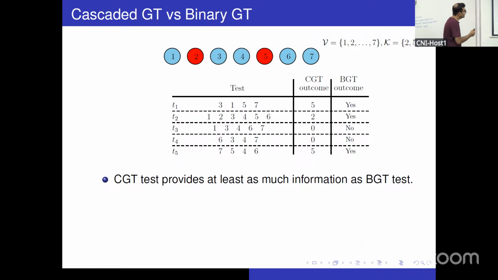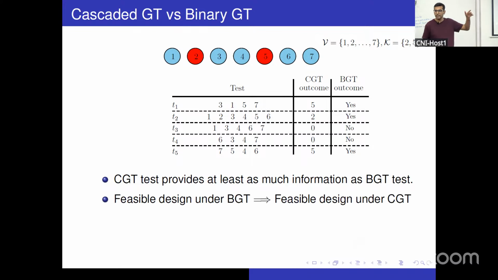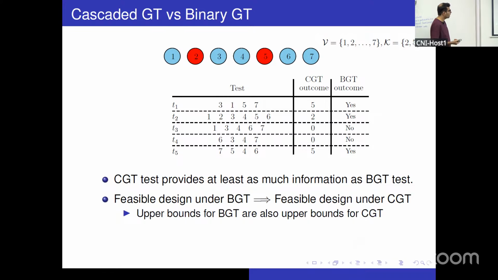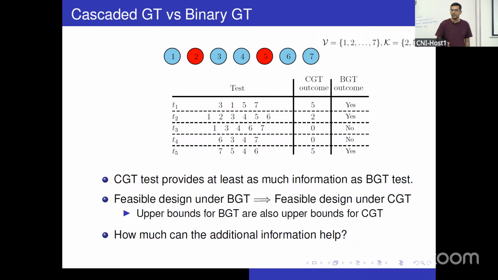Clearly, if I compare this cascaded group testing model that we have proposed to the binary group testing model that we looked at before, which is the original group testing model, this new model provides at least as much information as the previous model. So any feasible testing design under BGT, the binary group testing model, is also a feasible design under CGT, and so all upper bounds that we had before are also upper bounds here. The key question we are interested in is how much can this additional information help?